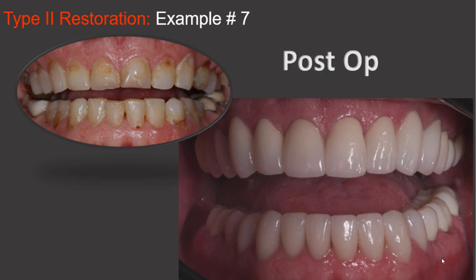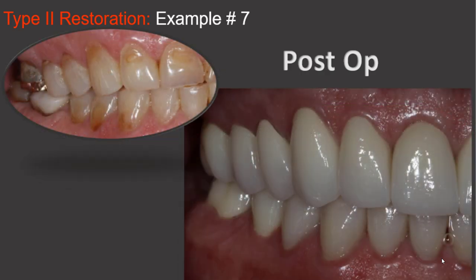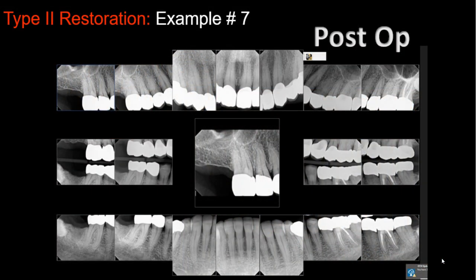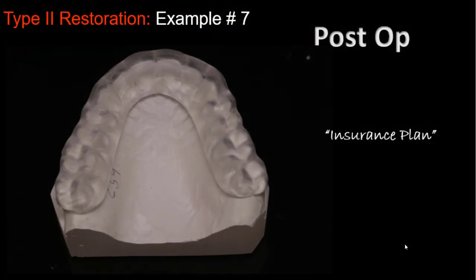Okay, here you can see the before and afters again. Here's our right side. Here's our left side. Here's our post-op x-rays. And then our post-operative treatment. We make post-operative splints. I call this our insurance plan. We want something to protect your patient's investment, but we're also going to use it to evaluate compliance. Part of the patient compliance is to wear the splint, and if they don't wear the splint, they're not compliant.